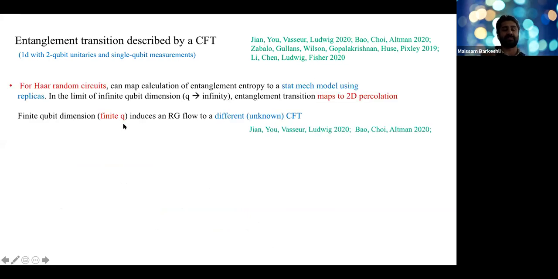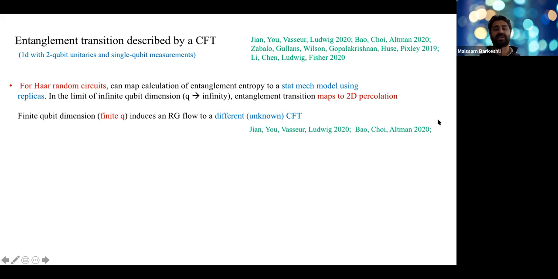Now there are a number of situations that you can consider. First, you can consider that the unitaries are Haar random over the space of unitaries acting on 2 qubits. So for Haar random circuits, you can map the calculation of the entanglement entropy to a statistical mechanics model using replicas.